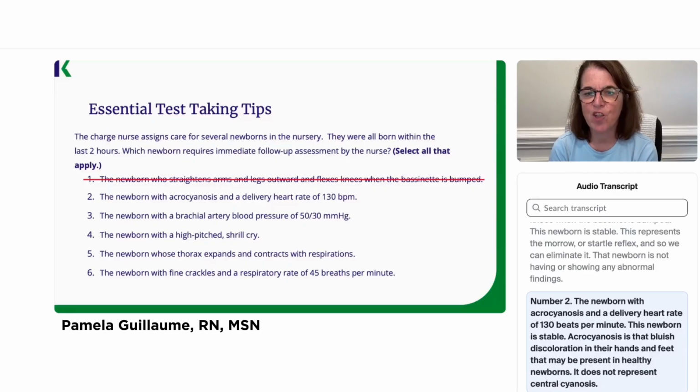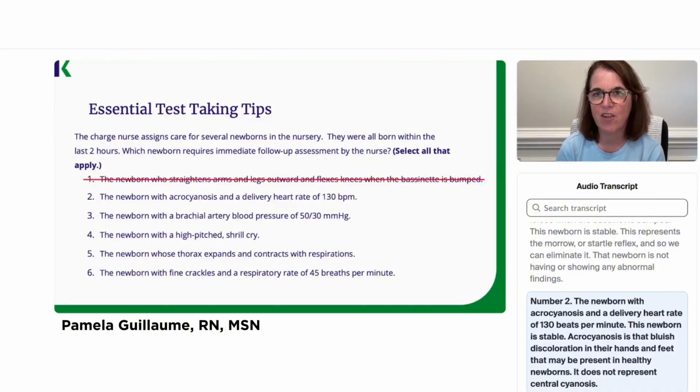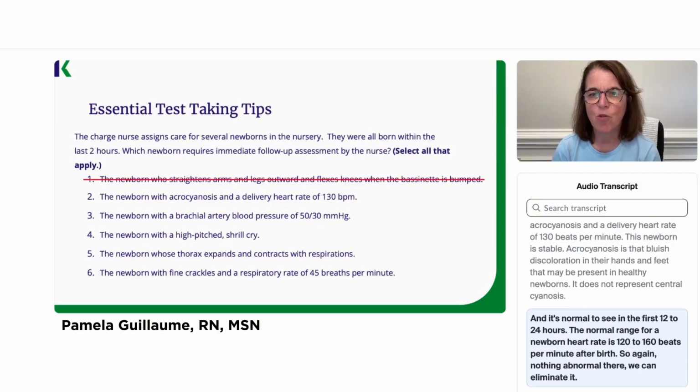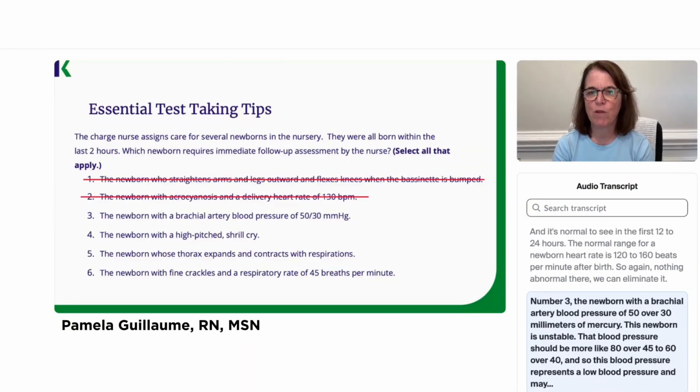Number 2, the newborn with acrocyanosis and a delivery heart rate of 130 beats per minute. This newborn is stable. Acrocyanosis is that bluish discoloration in their hands and feet that may be present in healthy newborns. It does not represent central cyanosis, and it's normal to see in the first 12 to 24 hours. The normal range for a newborn heart rate is 120 to 160 beats per minute after birth. So again, nothing abnormal there. We can eliminate it.